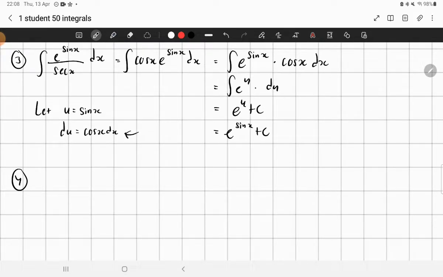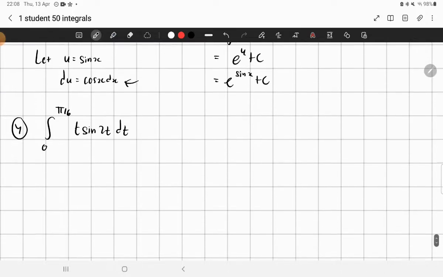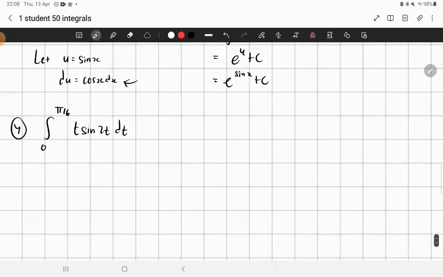Anyway, question 4 here: we have the integral from 0 up until pi over 6 of t sine of 2t dt. Obviously you can't use any substitution, it doesn't work, so you have to use integration by parts. Your dv will be sine of 2t, and you integrate this to get negative cosine of 2t over 2. Your u will be t, and you differentiate this to get du equals dt.